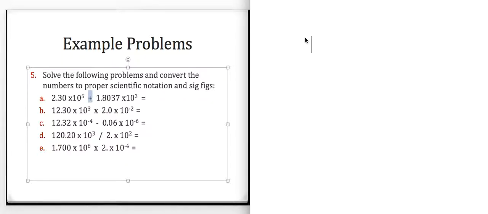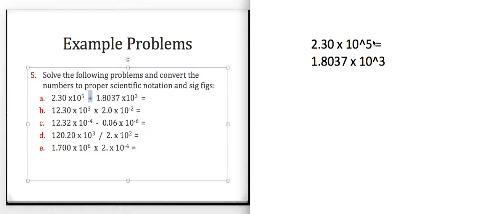So over here, I'm going to just rewrite this. I have 2.30 times 10 to the fifth, and I'm trying to add this to 1.8037 times 10 to the third. So if I'm looking at these two, either this 5 is going to change to a 3 or this 3 has to change to a 5. It doesn't really matter which one you pick, but I'm going to pick this top one, and I'm going to change this exponent to a 3.